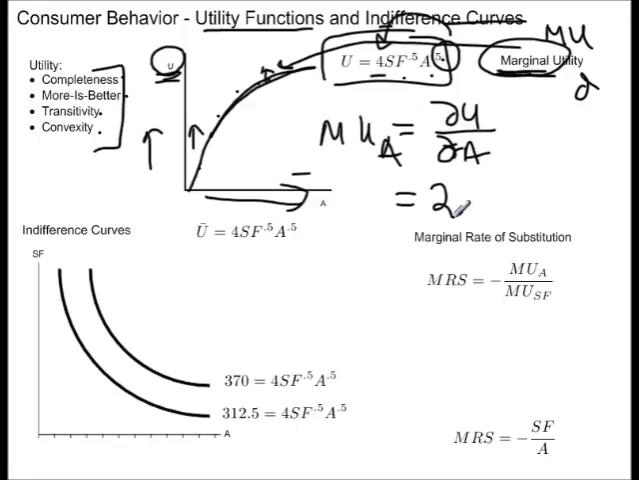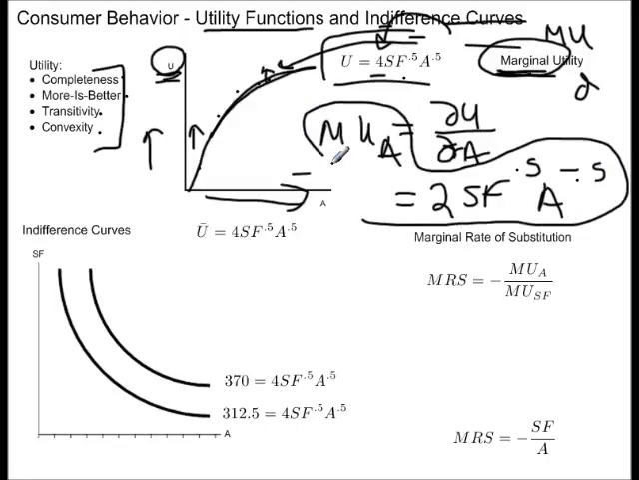If I'm doing a partial derivative, I leave my other variables exactly the way they were, and for the variable I am taking the derivative with respect to, I reduce the exponent by 1. So 0.5 minus 1 is negative 0.5. That equation describes the marginal utility of a good. Notice, as A gets larger and larger, the marginal utility remains positive, but it gets smaller and smaller.